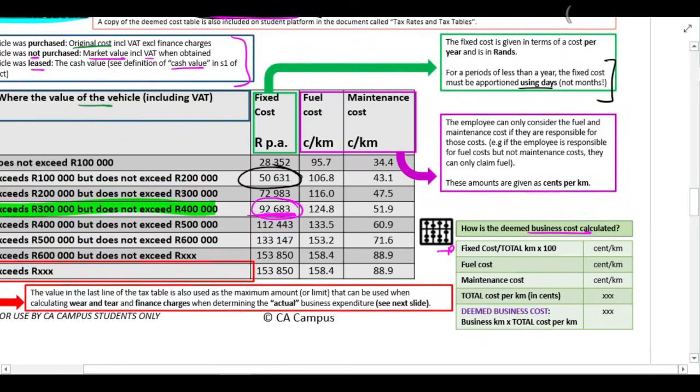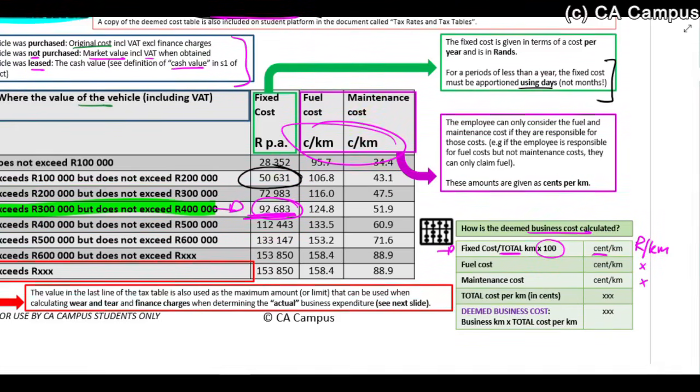You take the fixed cost, you divide it by the total kilometers that were traveled during the tax year, and you'll see I multiply it by 100 here. That is to change it into cents per kilometer so that it's consistent with these. Be careful. You can't use rands per kilometer, and that would be if you say the fixed cost divided by total kilometers. You can't use rands per kilometer and then cents per kilometer. They need to all be the same. I recommend, because the fuel and maintenance are given in cents, that you convert this into cents.